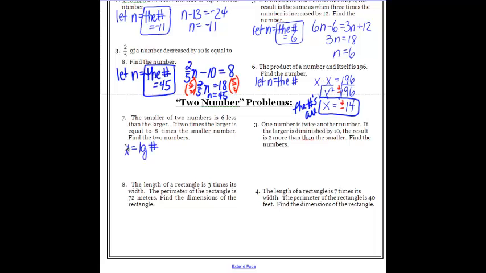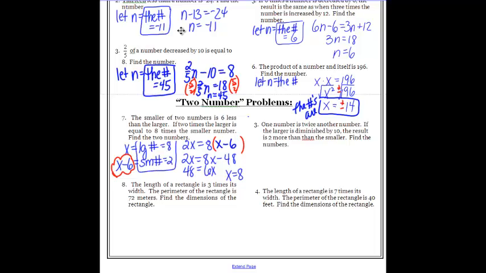The smaller is 6 less than, so remember, less than has to come after, x minus 6 is going to be the smaller number. If 2 times the larger, so that's 2x, is equal to 8 times the smaller, now this whole thing is my smaller number. So I have to use x minus 6, and you're going to want to use parentheses. Then I can go back and fill in my let statement. The larger number is 8 and the smaller number is 2.